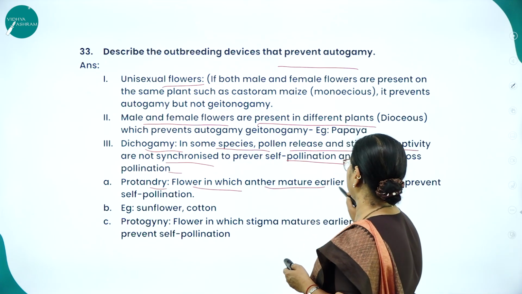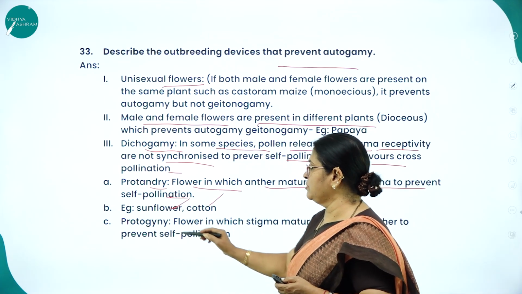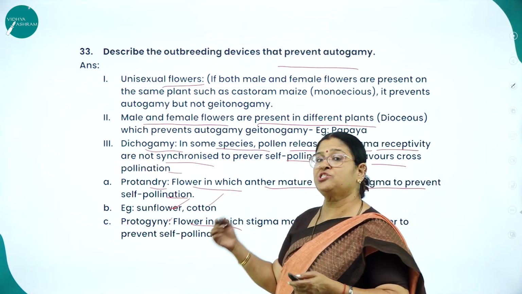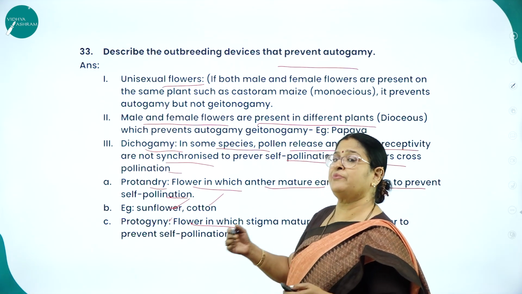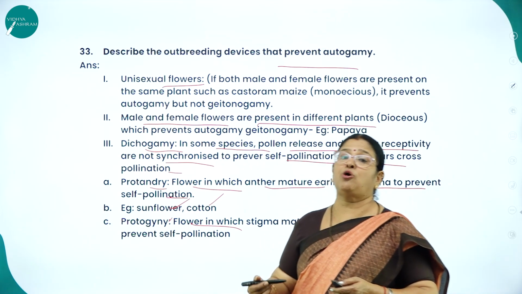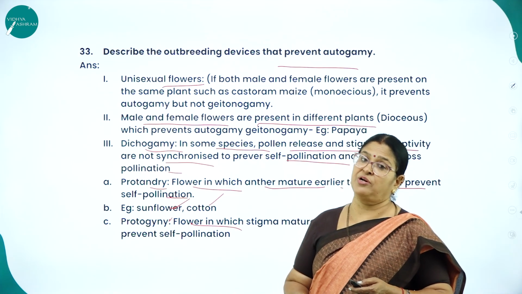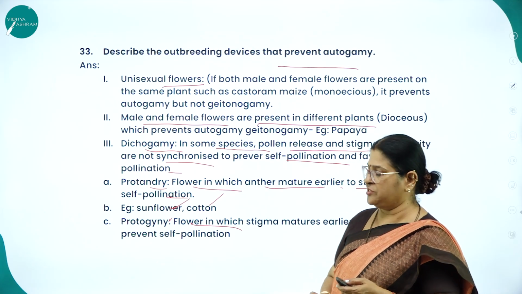Protoandry: flower in which anther matures earlier than stigma to prevent self-pollination. Example, sunflower and cotton. Protogyny: flower in which gynoecium matures prior to androecium. These are the two very important strategies, or outbreeding devices, which the plant comes up with to avoid self-pollination and to favor cross-pollination.